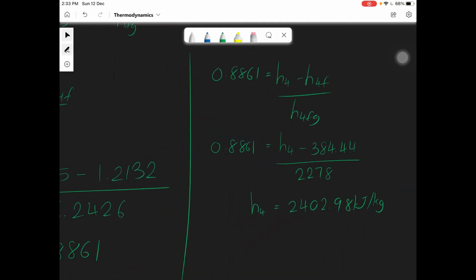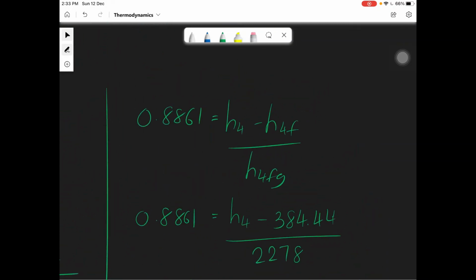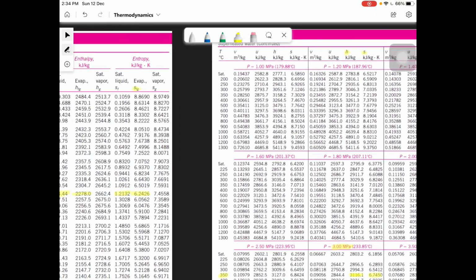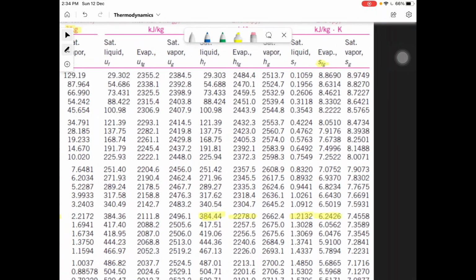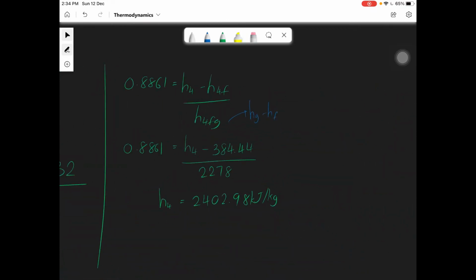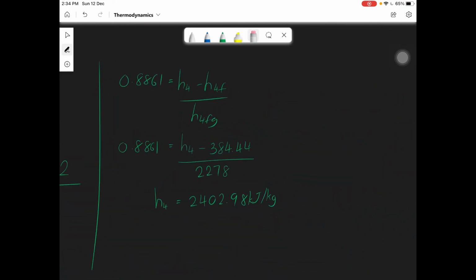Okay. Just for reference, HFG is actually HG minus HF. So if you look in this table, if you might be wondering, let's just say you have HFG. HFG is basically 2662.4 HG minus HF 384.44. Okay, let's move back and remove this notation. 2402.98.